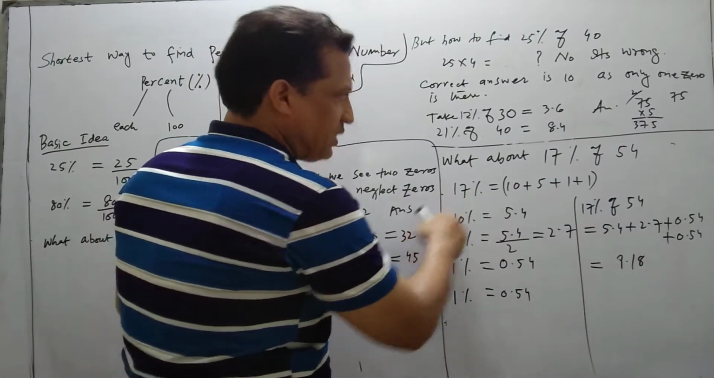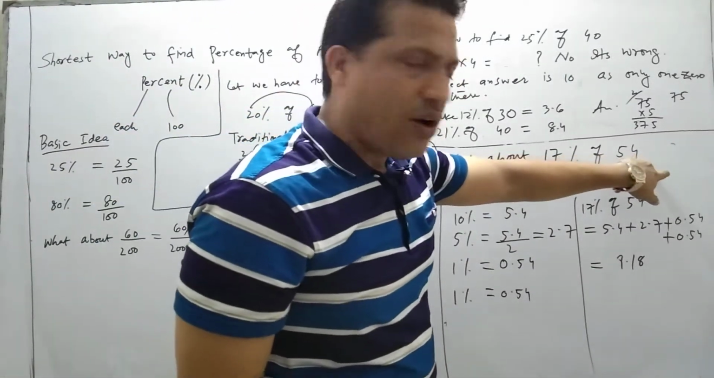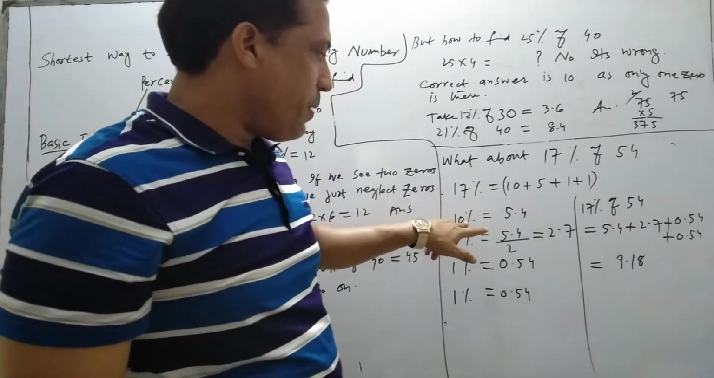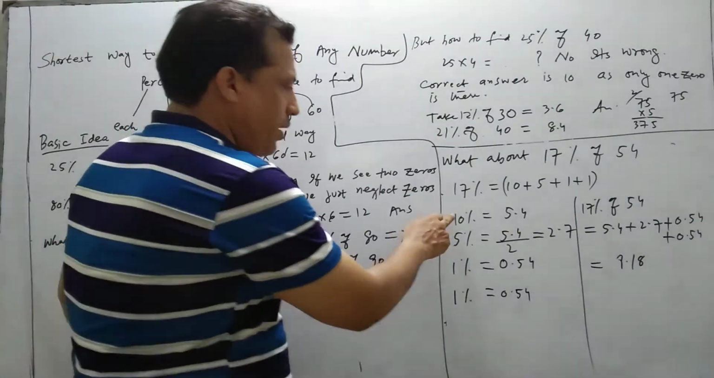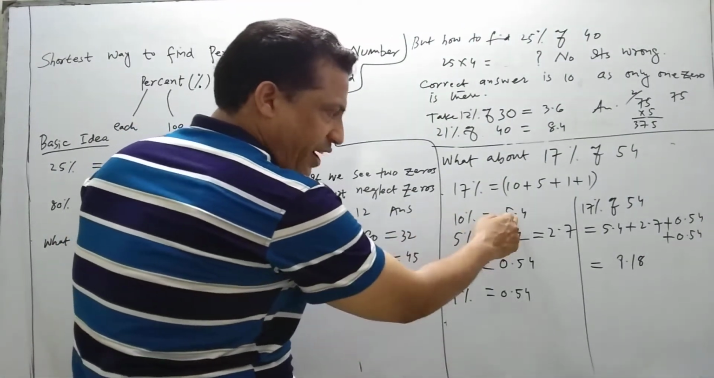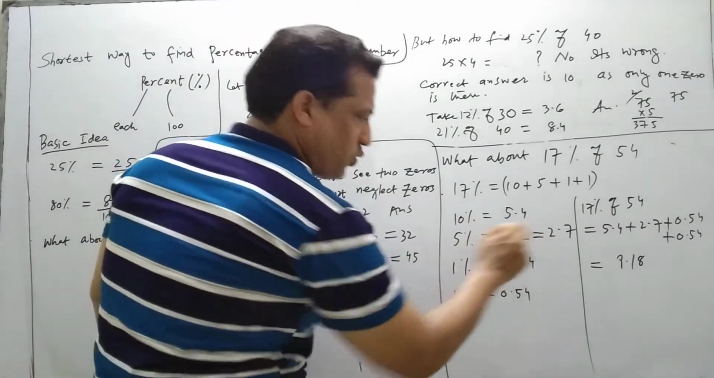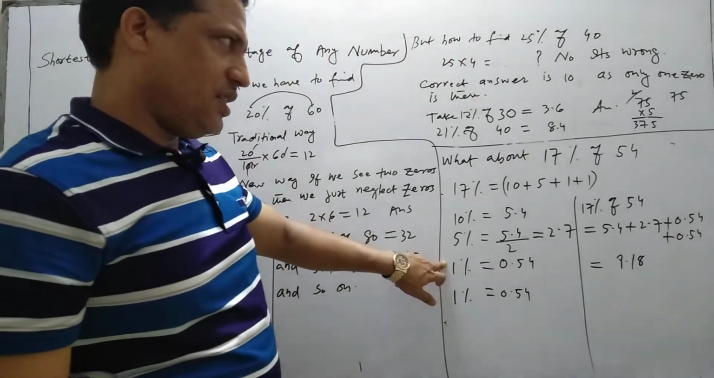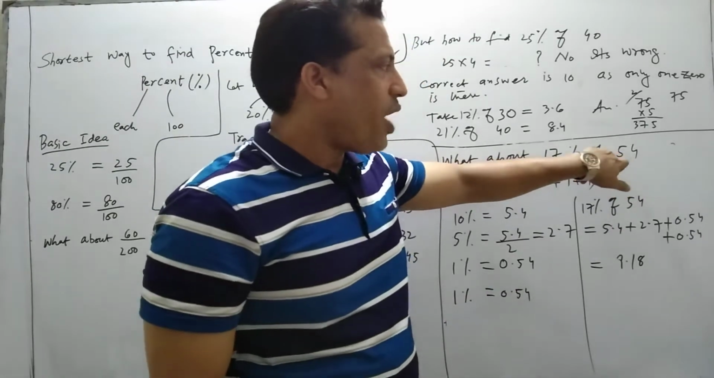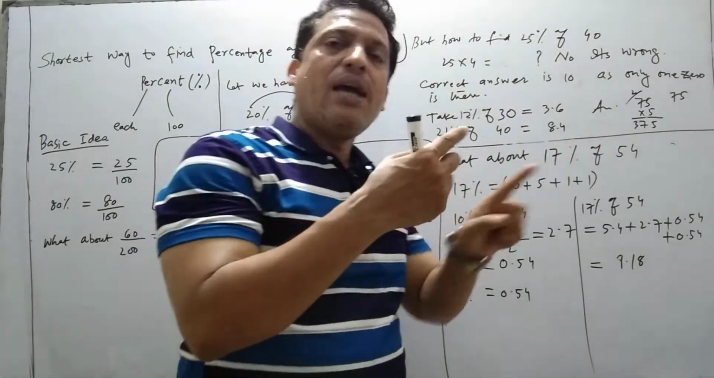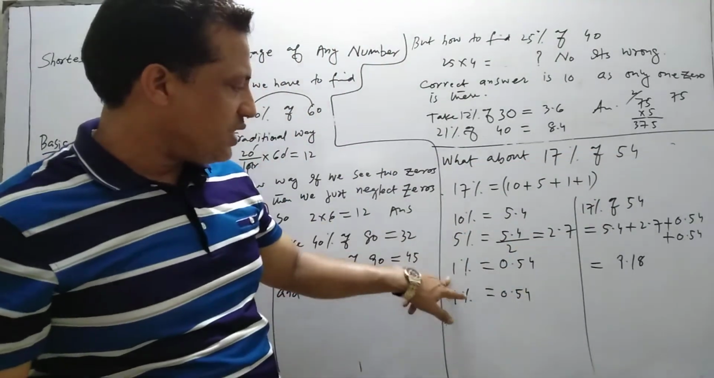10% of 54 is what? 0 exists, so 10% of 54 is 5.4, because for 10% we have to put one point. See this theory. 5%: because 10% is 5.4, 5% is just half, so 5.4 divided by 2 is 2.7. 1% of 54 means just put the point after 2 decimals. So 1% is 0.54, and the other 1% is 0.54.